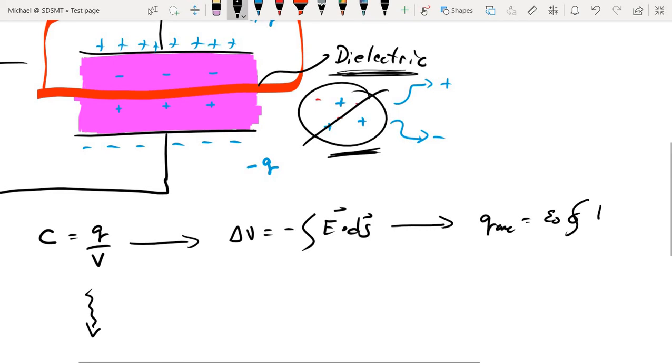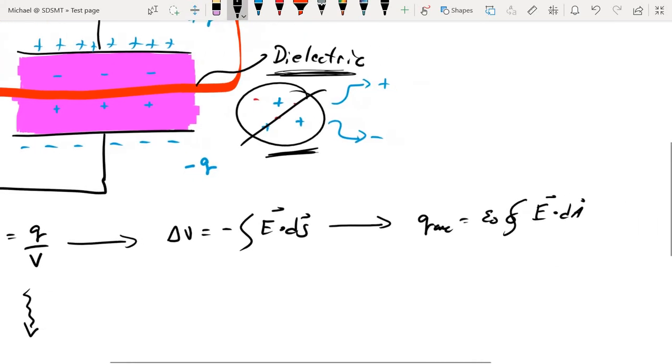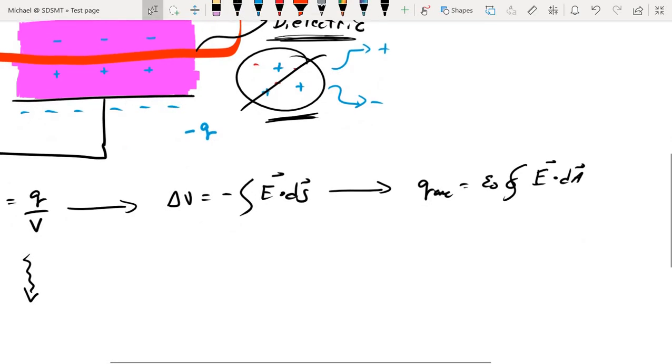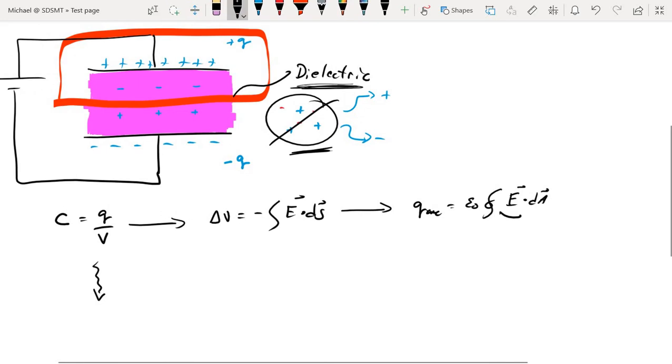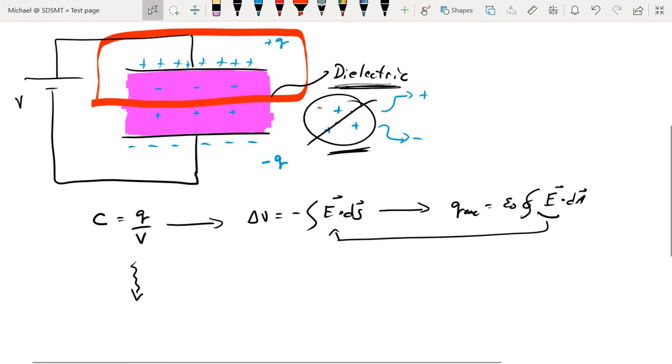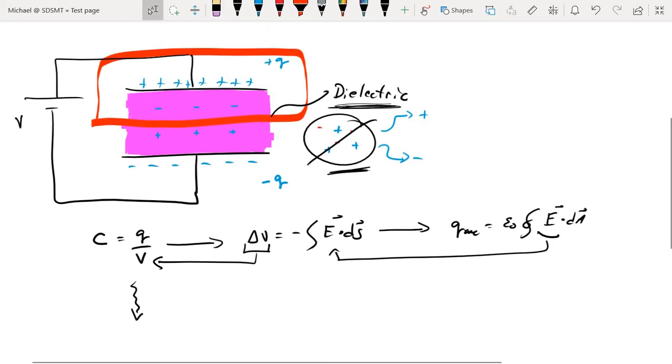And so we actually had to go all the way back to chapter 23 and set up Gauss's law to tell us what the electric field between the two plates is going to be, so that we could plug that into our change in potential expression, so that we could plug that into our chapter 25 expression defining the capacitance of our system.